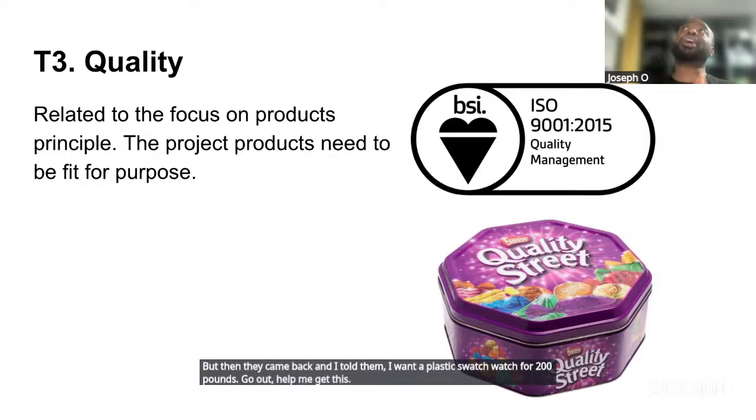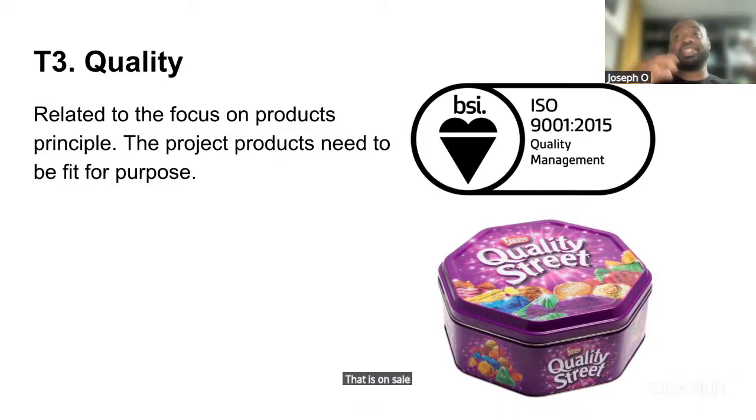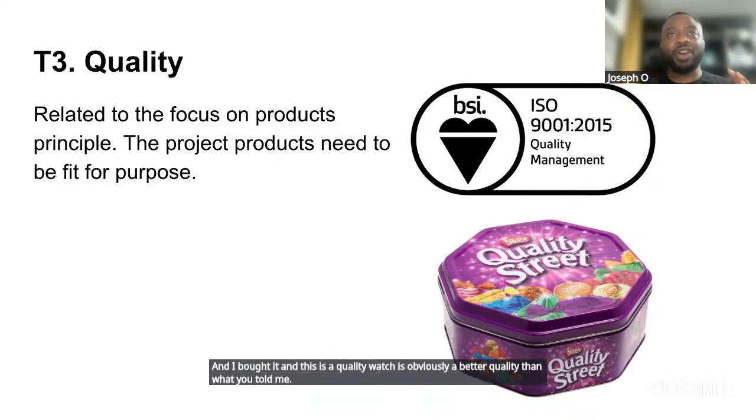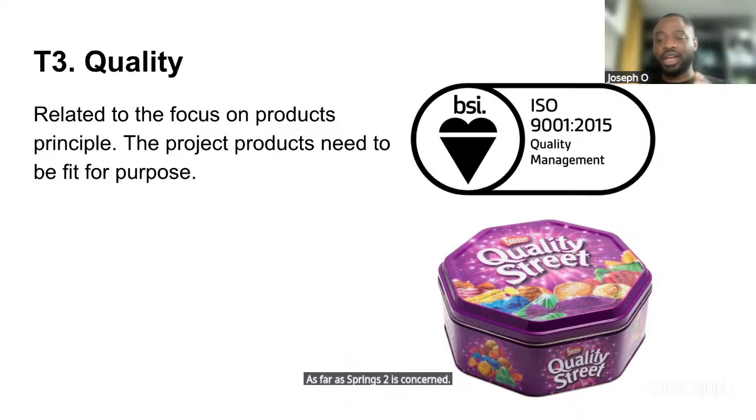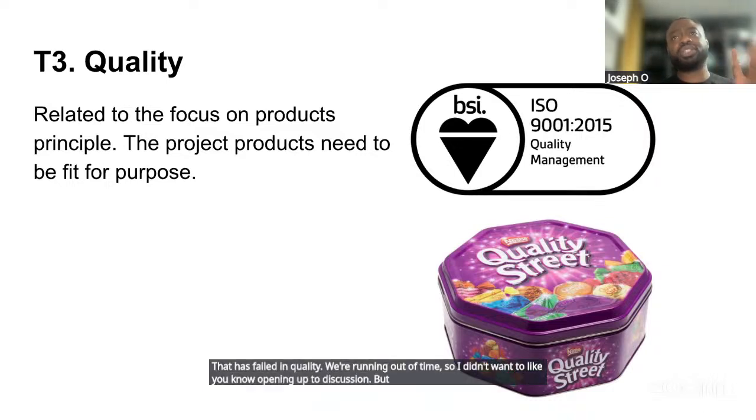But then they come back and say they actually saw an Omega watch that is on sale. It was originally 1,000 pounds, but now is at 200 pounds. It's the same money I gave them, and they bought it. And this is a quality watch, obviously better quality than what I told them. As far as PRINCE2 is concerned, that has failed in quality. We're running out of time, so I didn't want to open it up to discussion. But as far as PRINCE2 is concerned, that has failed in quality.